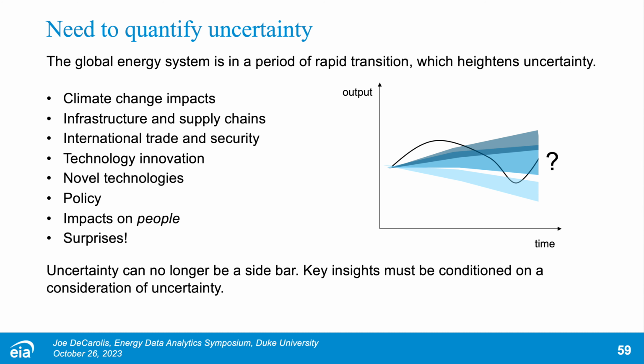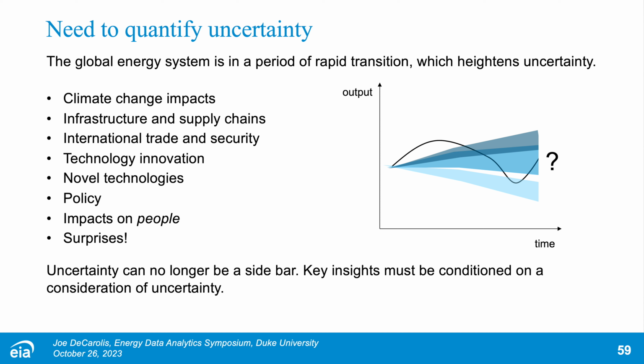In my academic career, I've spent a lot of time trying to figure out how to embed uncertainty metrics into energy system models. I don't need to tell this audience that there's a lot of uncertainty. The fact that we're in this period of rapid transition means that the uncertainty is actually heightened. And I just have a list here of all the things we need to be thinking about, right?